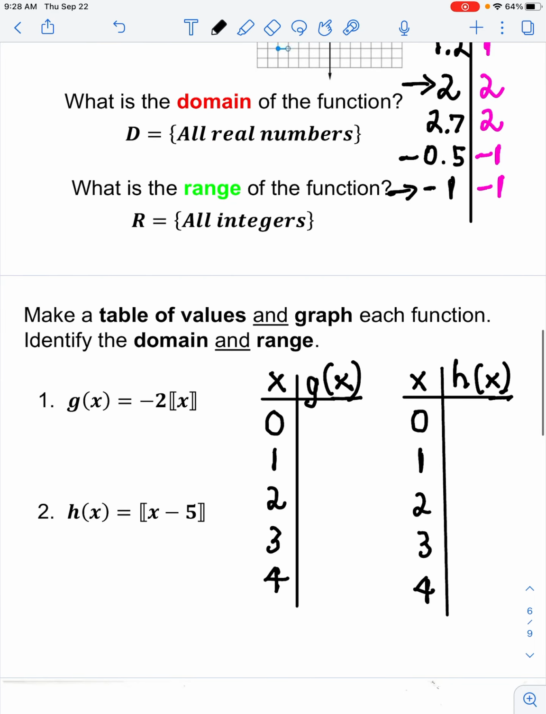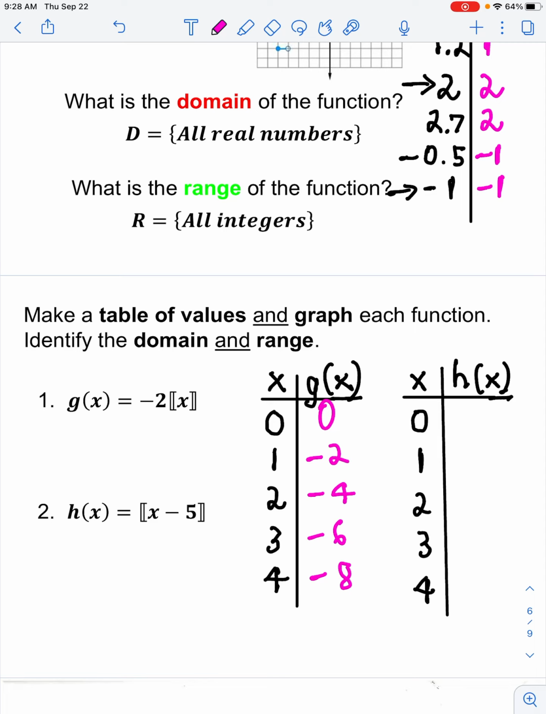Now, we can make tables of values to help us graph these, but once we start to understand transformations, that will help with us getting this table of values as well. So if we look here and I start entering values, for each of these functions, if I put in 0, the greatest integer less than or equal to 0 is 0, and 0 times negative 2 is 0. If I put in 1, 1 times negative 2 is negative 2. If I put in 2, I get negative 4. If I put in 3, negative 6. If I put in 4, negative 8.